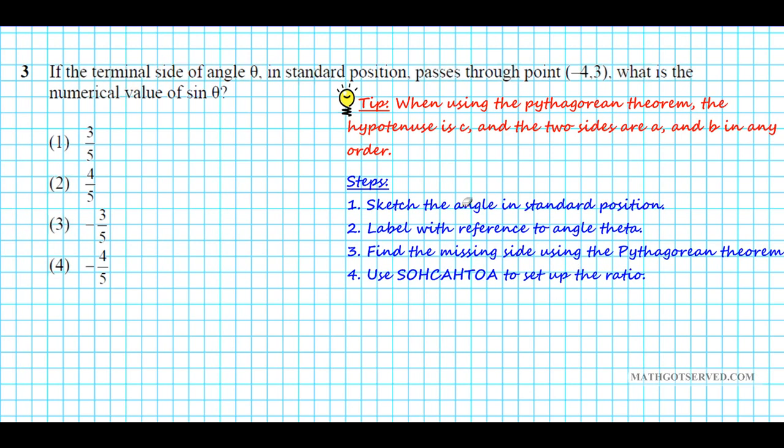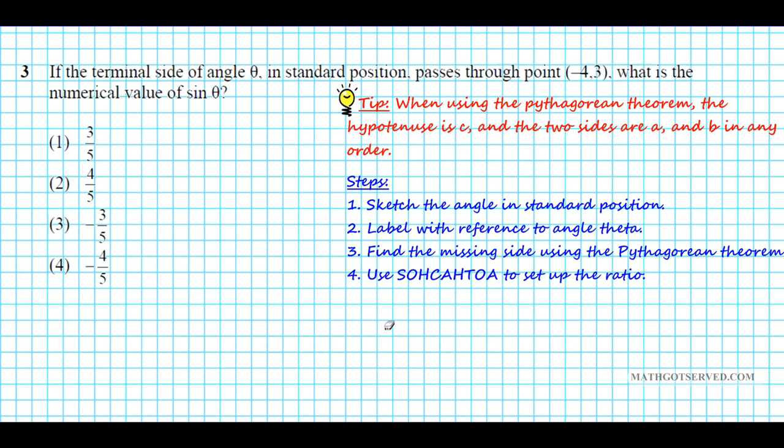So the steps for this problem are as follows. First of all, we're going to sketch. Do not forget to do that. Anytime a description is given of some abstract shape, you want to give yourself a concrete visual. So we're going to sketch the angle in standard position, label with reference to the angle theta. We're then going to find the missing side using the Pythagorean theorem, and then use SOHCAHTOA to set up our ratio.